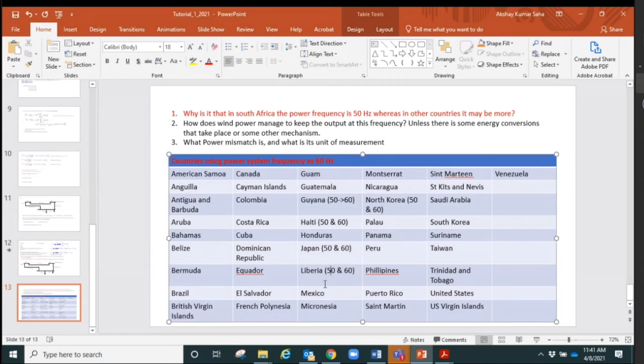So that's that part. Why is it 50 Hz in South Africa? It's the choice.